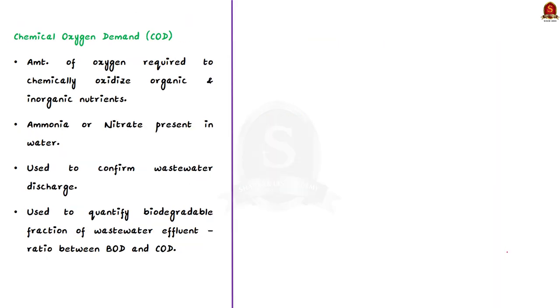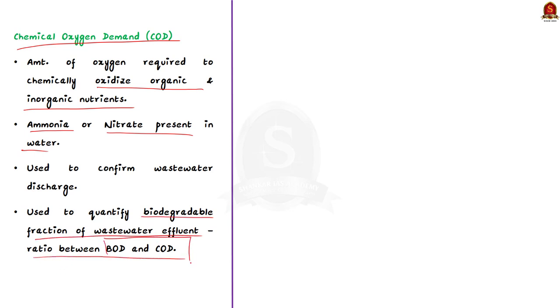Thus, this BOD test provides a good estimate of the quality of water from the perspective of its oxygen content. Then, what does COD mean? Chemical oxygen demand or COD is a test that measures the amount of oxygen required to chemically oxidize the organic material and inorganic nutrients, such as ammonia or nitrate present in the water. It is used to confirm wastewater discharge. Then it is also used to quantify the biodegradable fraction of wastewater effluent ratio between BOD and COD.